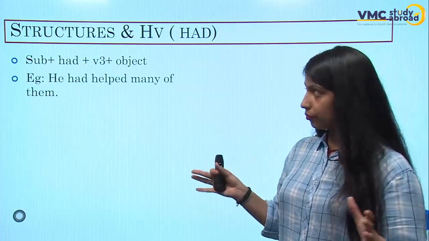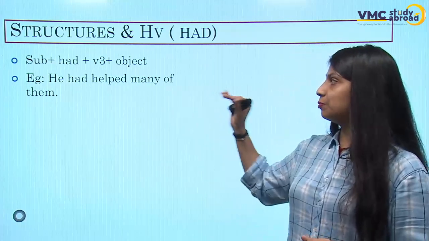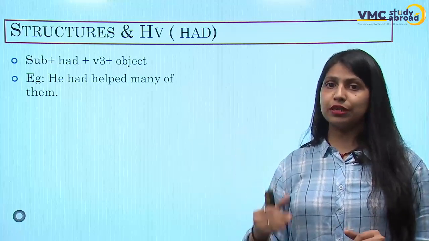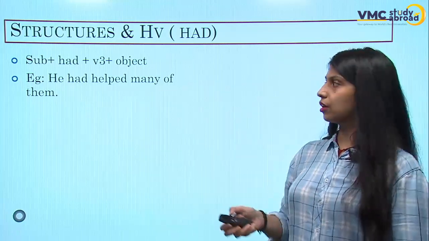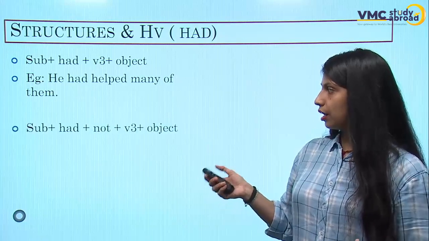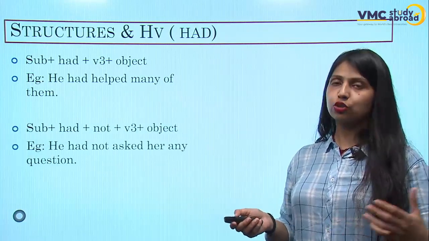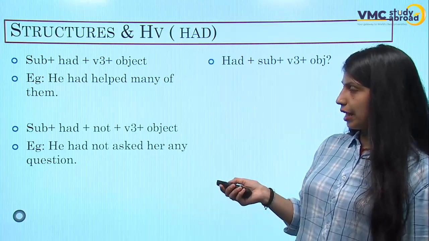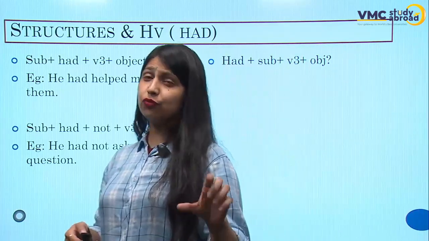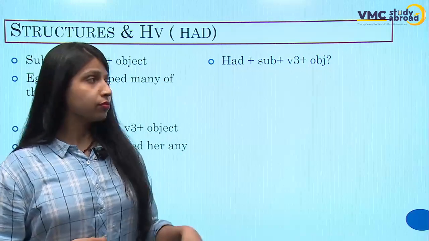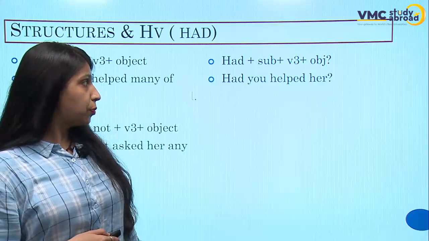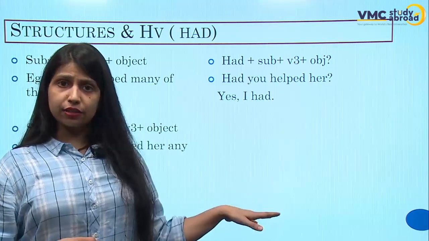So, he had helped many of them. He had informed me about the event earlier. That's it. So, had and V3. I had not talked with him for so long. A question can be, had you informed him about the event? Had you helped her? The answer would be, yes, I had.